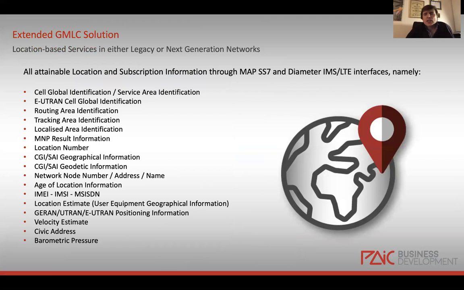So the attainable location information we can gather with the GMLC, with the extended GMLC, goes from the cell global identification to the location estimate, the user equipment geographical information, depending on the capabilities we have on the mobile core network, but at least some passive location information can be gathered, and also active location information if the capabilities are there.